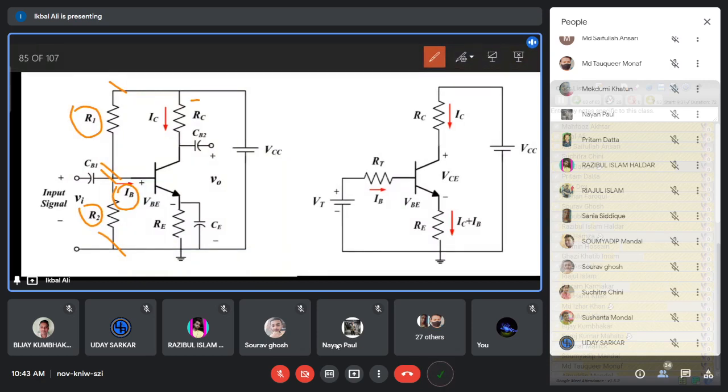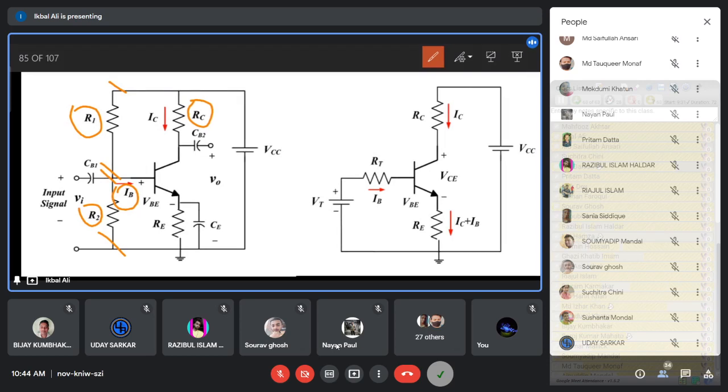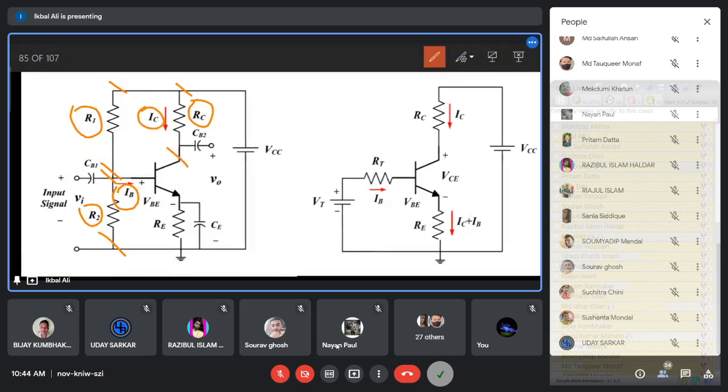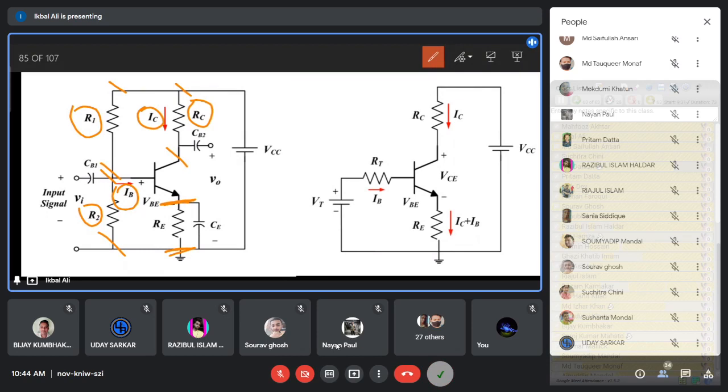And the RC resistance supplies the collector current of the bias. So this RC resistance is connected just like the previous two circuits, between VCC and the collector. So IC current is flowing through this RC. And another extra arrangement is here: the emitter is not directly connected to the ground, just like the earlier two circuits, but the emitter is connected through a resistance RE. This actually increases the stability of this circuit.